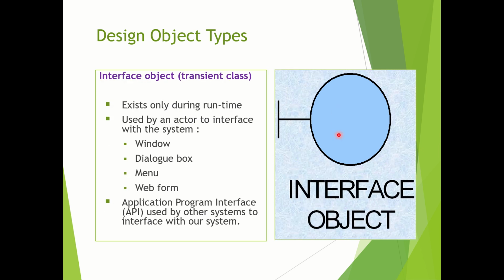And then come the interface objects, the interface mainly used during runtime. It could be dialog boxes, alert boxes, web forms, menus, windows, etc., which come in like an application program interface, used by other systems or to interface with our system.